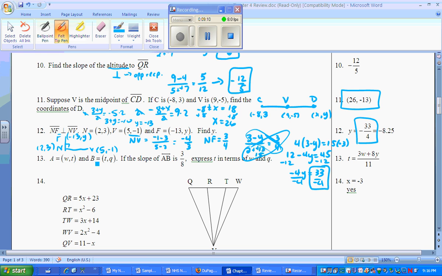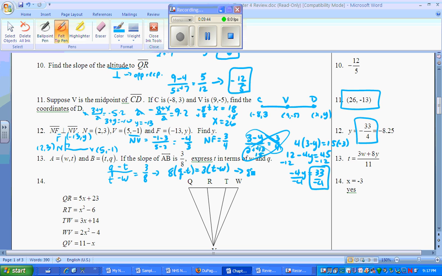13, A is TW, B is TQ. Find if the slope of AB is 3/8, express the term T in W and Q. So it's the same idea as above. What you can do is you can say, okay, Q minus T over T minus W is equal to 3/8. Cross multiply, you get 8 is Q minus T. And we get 3 is T minus W.